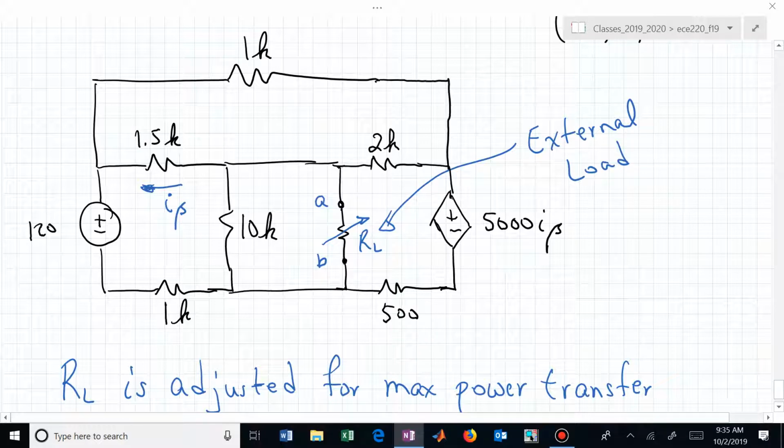If you don't know today, you definitely want to know by the second exam how to do this. You need to know it by homework 6, right? So what are we doing if we're trying to find the maximum power to R sub L? What's the very first step? Just get rid of AB, or get rid of R sub L, and find the Thevenin equivalent to that circuit by some strategy, right? So we have to figure out how we're going to analyze this circuit.